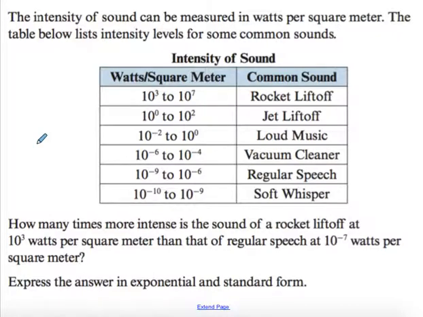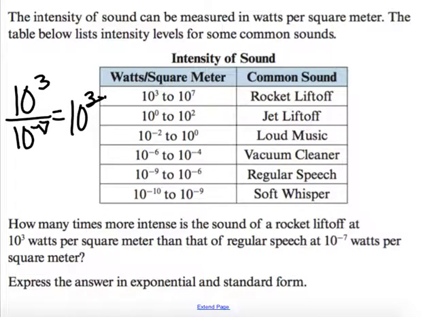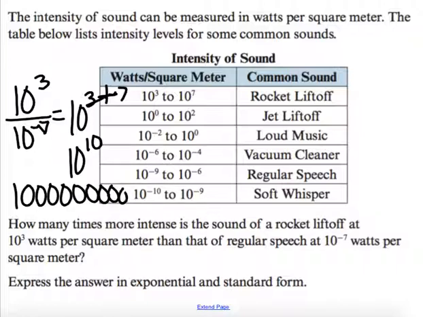Well, what this is saying is how many times more intense? So how many times can I get 10 to the negative 7th into 10 to the 3rd? Which really is just division. We have 10 to the 3rd divided by 10 to the negative 7th. Which when we subtract, we have 10 to the 3 minus a negative 7, which we add, and we get 10 to the 10th. Okay, 10 to the 10th times more intense, which means if we put it as a decimal, we're going to have a 1 and 10 zeros, which means that when we name this number, this is 10 billion. 10 billion times more intense. That's a lot. That's a ton.